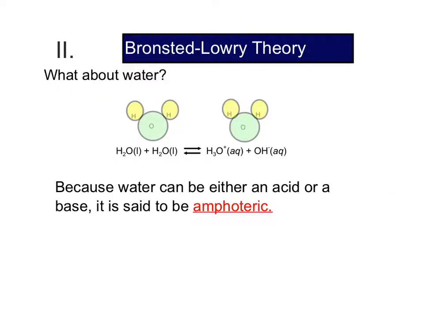If you noticed, in our last two examples water was an acid one time and a base another time. A substance that can act like an acid or a base is classified as amphoteric. I think of the word ambidextrous, like you can use both your hands. Amphoteric: you can act like an acid or a base.